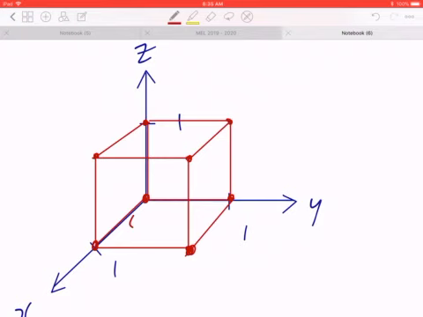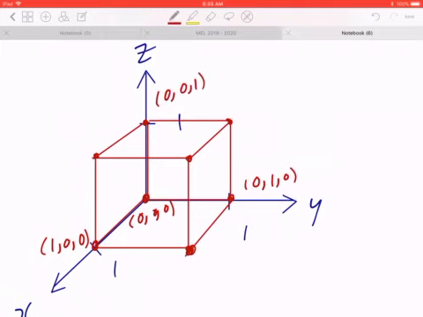So I'll start with the most basic point, 0, 0, 0. There's the 1 on the x-axis, which is 1, 0, 0. There's the 1 on the y-axis, which is 0, 1, 0. There's the 1 on the z-axis, which would be 0, 0, 1. And if you continue, this corner is going to be 0, 1, 1.